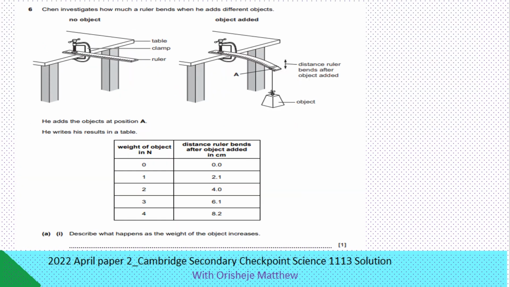Question 6. Shen investigates how much a ruler bends when he adds different objects. He adds the object at position A. He writes down the result in the table. The weight of object and the distance the ruler bends after the object is added. Describe what happened as the weight of the object increases. The bending distance of the ruler from the horizontal line also increases.